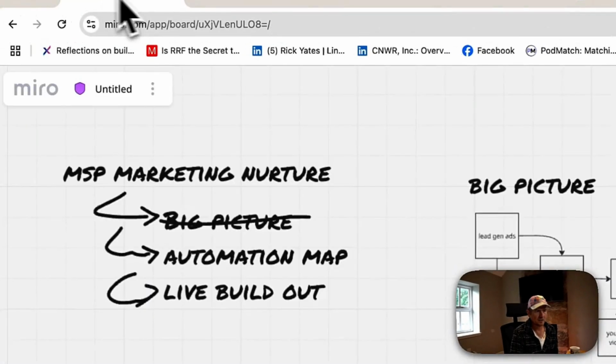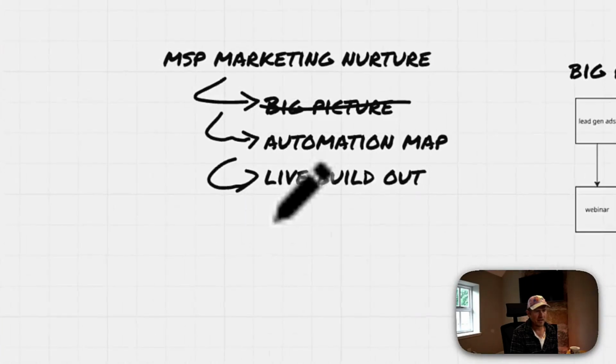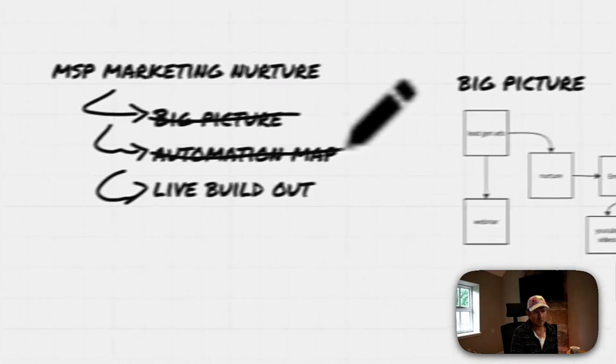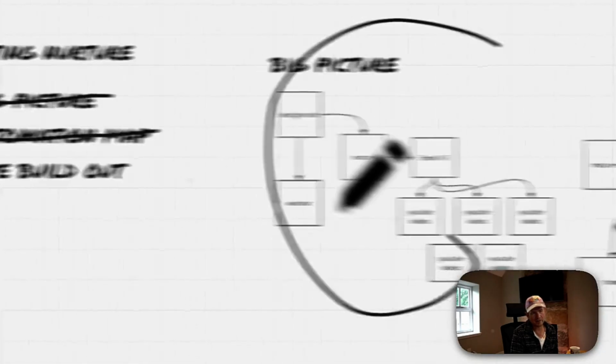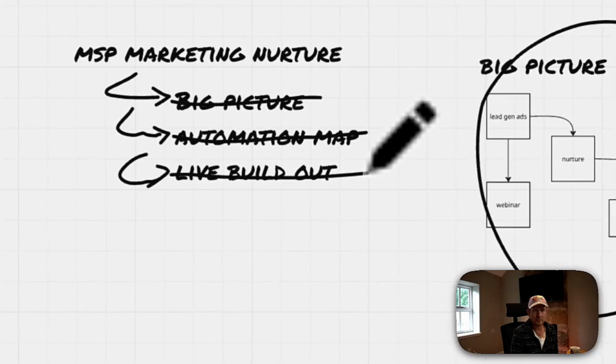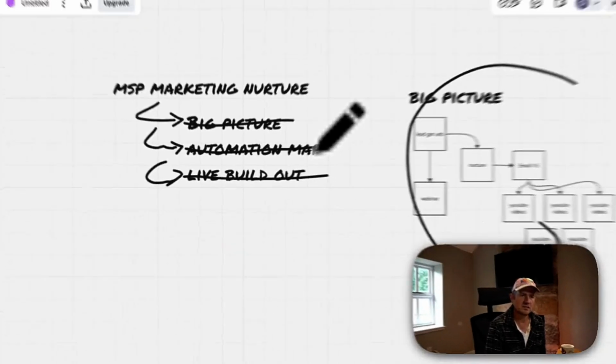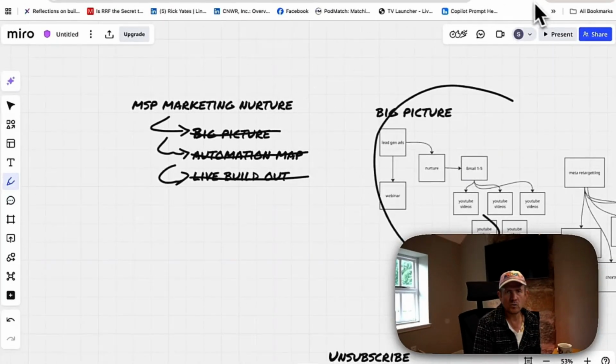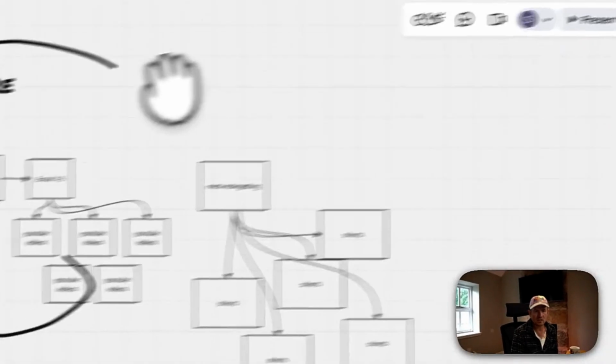So let's go back to our Miro board. That is the automation map, kind of what we've done. All this is the map here. And then there's the live build out of the actual automation in the CRM. Now I'm going to show you what the ads look like, so the actual retargeting ads.